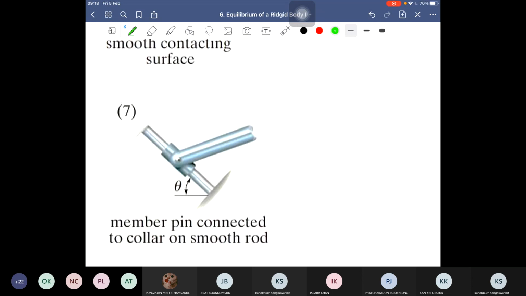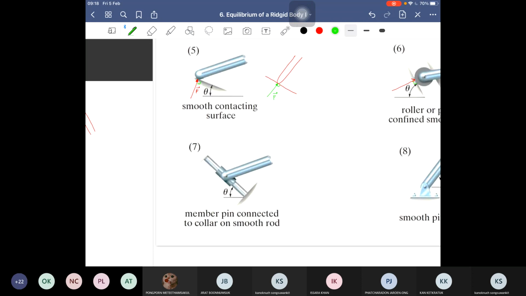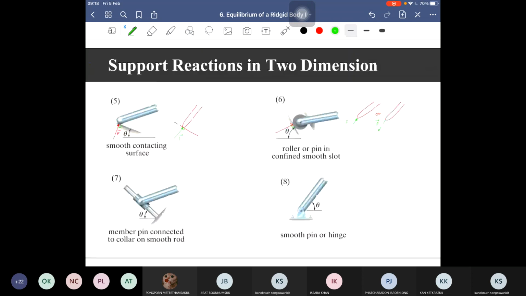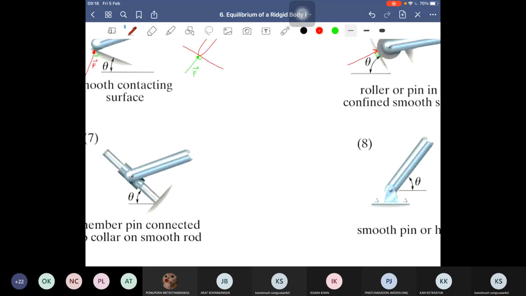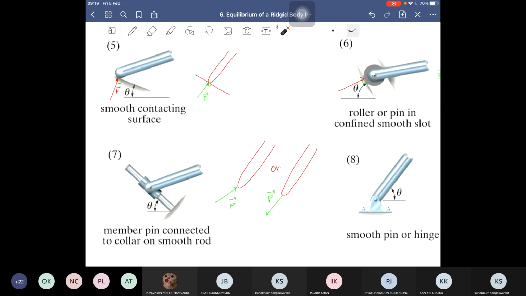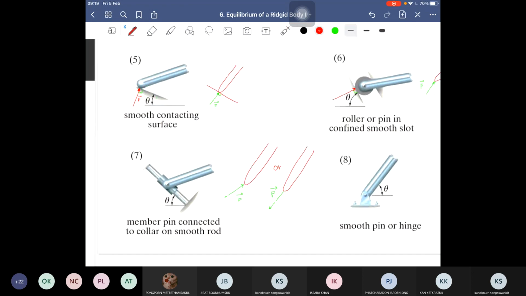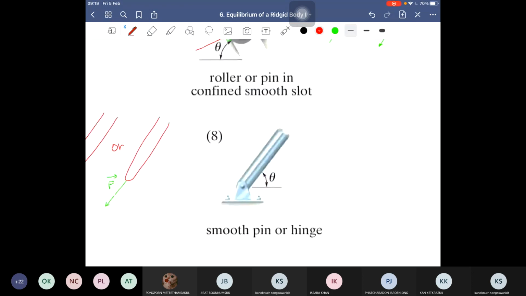And of course, it must act perpendicular to the contact surface. So it's like the support number 6, where the direction of the force can be directed to or directed out of the slot. The next one is a smooth pin or hinge.